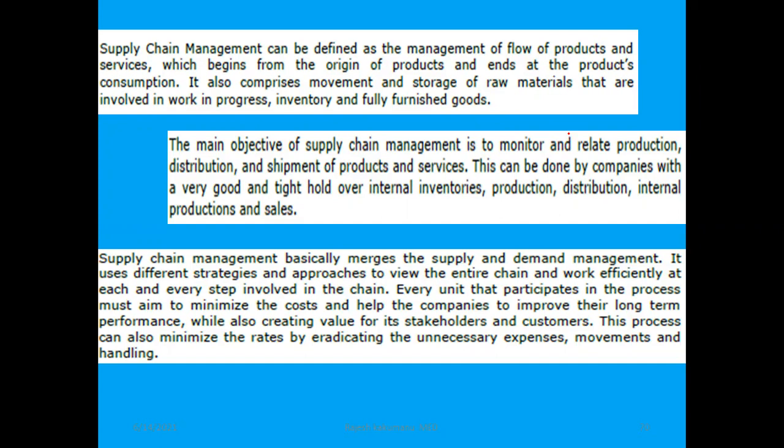SCM basically merges the supply and demand management. So supply chain management is nothing but a combination of supply management and demand management. It uses different strata and approaches to view the entire chain of work efficiently, right? The process can also minimize the rates of eradication, the unnecessary expenses, movements and material handling, right?